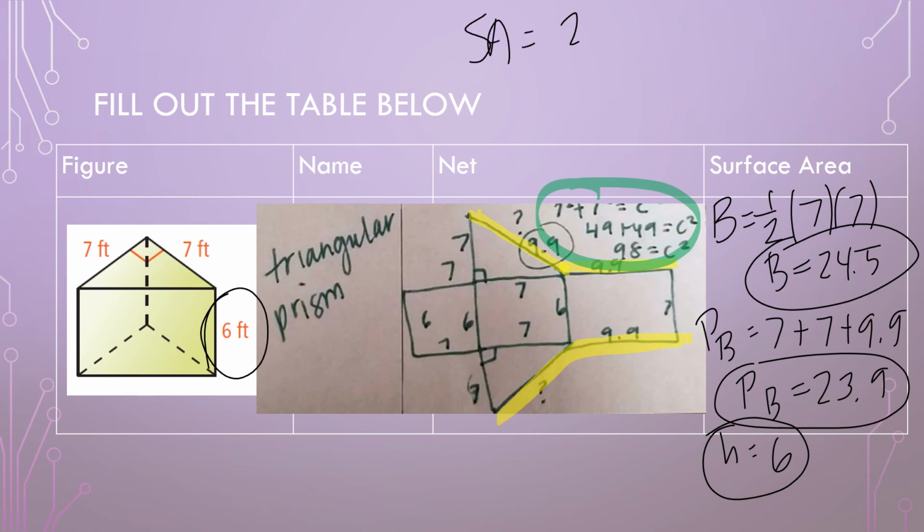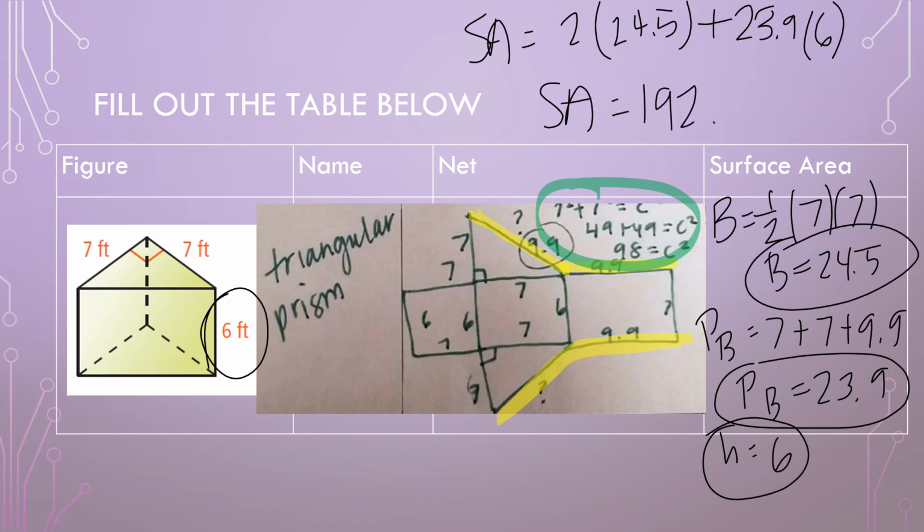So surface area is 2 times b, which is 24.5, plus the perimeter, which is 23.9, times the height, which is 6. And we'd plug all that in, and we would get 192.4 feet squared.